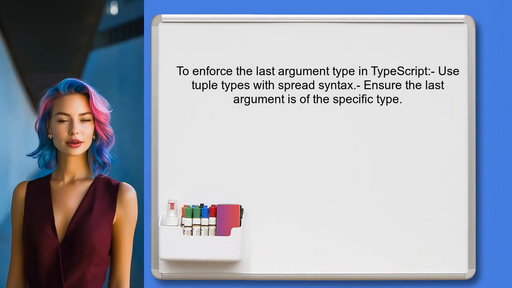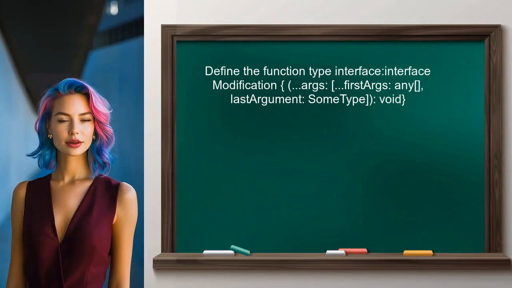To enforce that the last argument of a function must be a specific type in TypeScript, the user can utilize tuple types along with the spread syntax. This allows for a flexible number of arguments while ensuring the last one is of the desired type. The user can define an interface for the function type. In this case, they can create an interface called modification that specifies the last argument as some type. This is done by using the spread operator to capture all previous arguments.